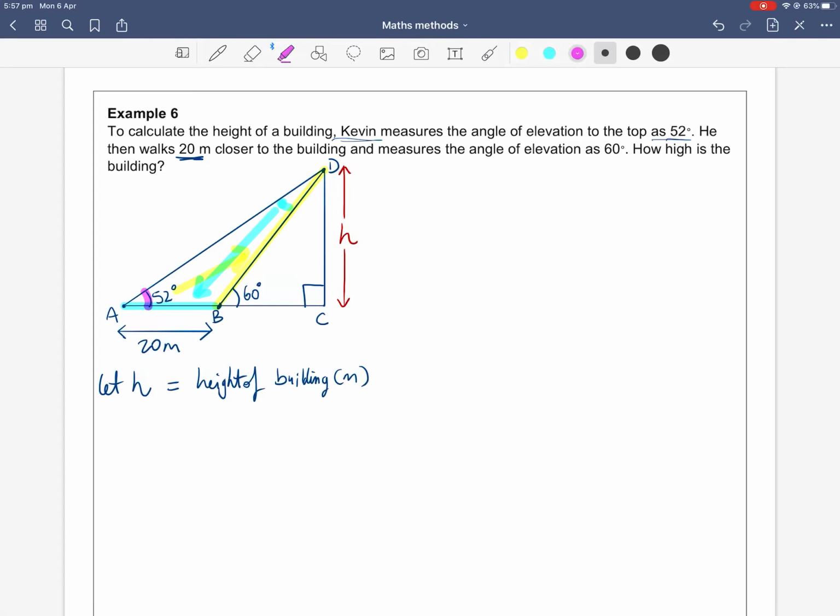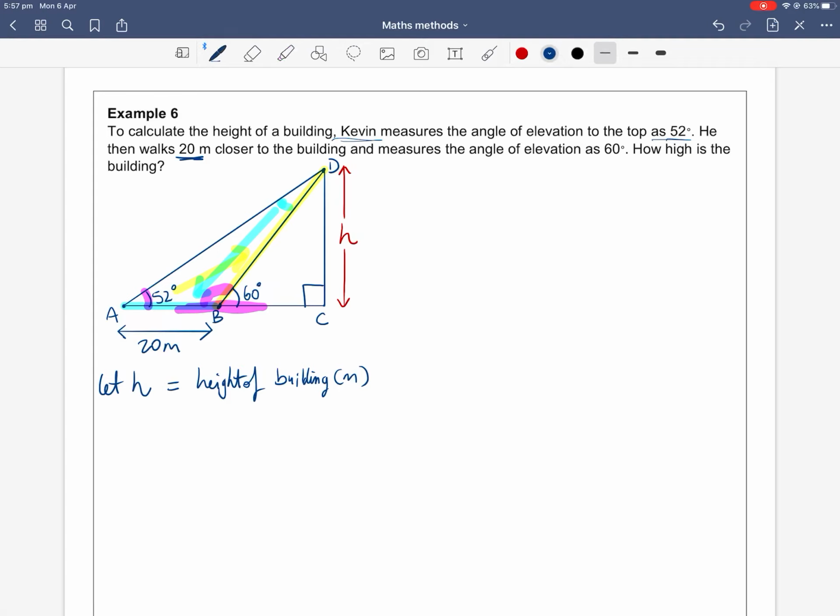Well, we know this is 52, and if we could work out what this purple angle is, then we could easily work out what the blue angle is, because the sum of angles in a triangle is 180 degrees. Well, it's all good because this is on a straight line. So angles on a straight line add up to 180 degrees because of supplementary angles, right?